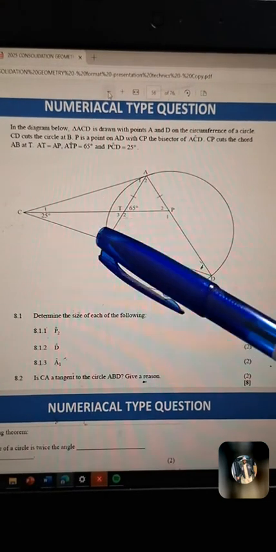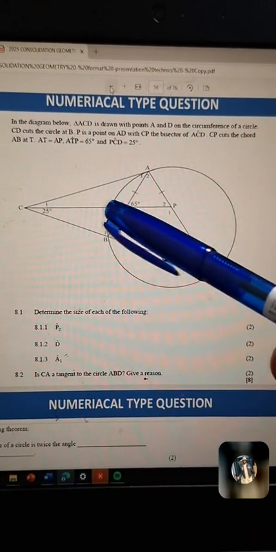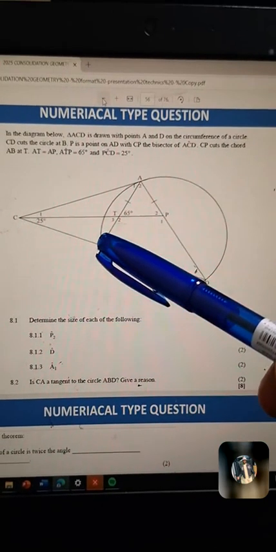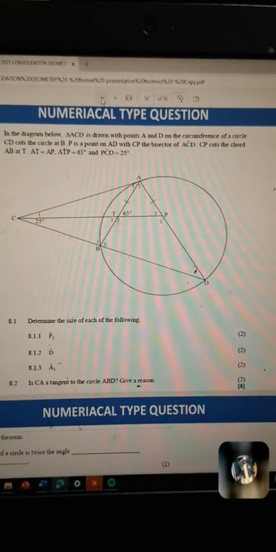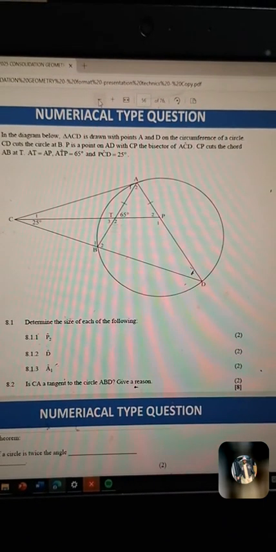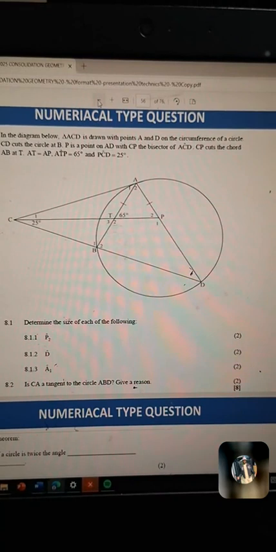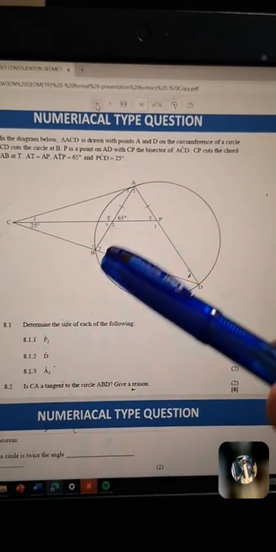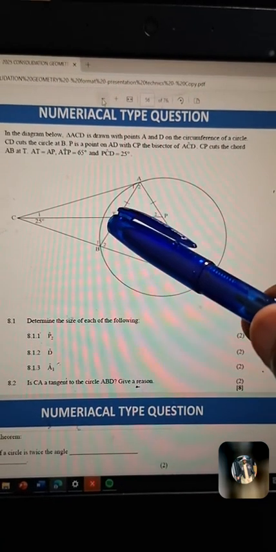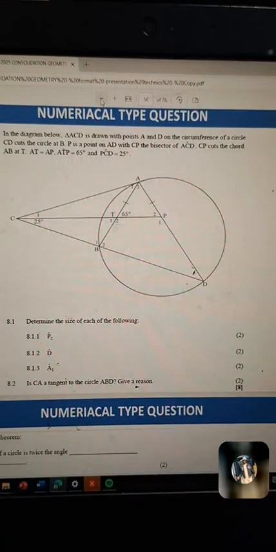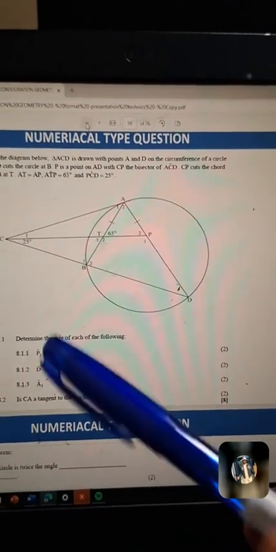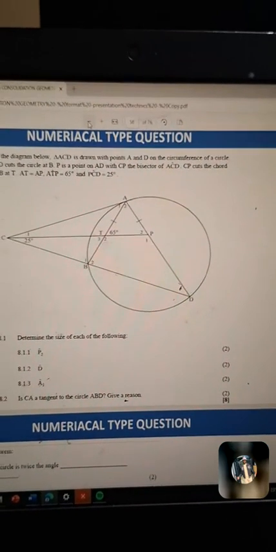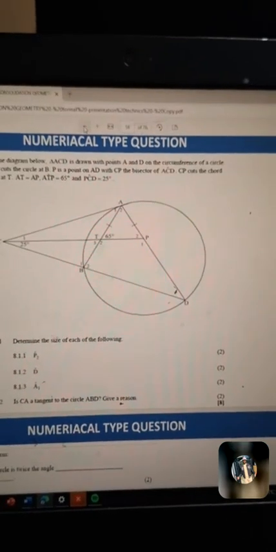Okay, so you found T3, you said 65, and then you said B1 as well. So what is B1? 180 minus 65, it's 100. Yeah? It's 80. It's 90. Yeah, B1 is 90. Very true. B1 is 90.